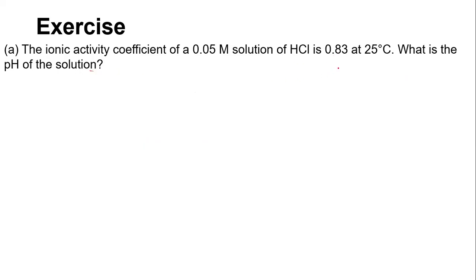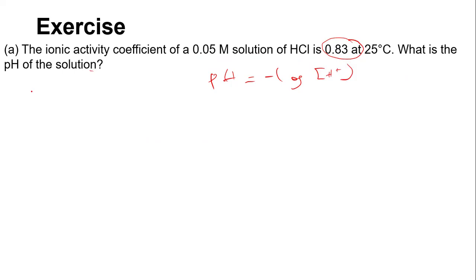Okay, so the question has given us the ionic activity coefficient. They are saying the ionic activity coefficient of 0.05 molar solution of HCl is 0.83 at 25. What is the pH? Now, pH, as we all know, is negative log. pH is equal to negative log of the concentration of H plus ions, right?